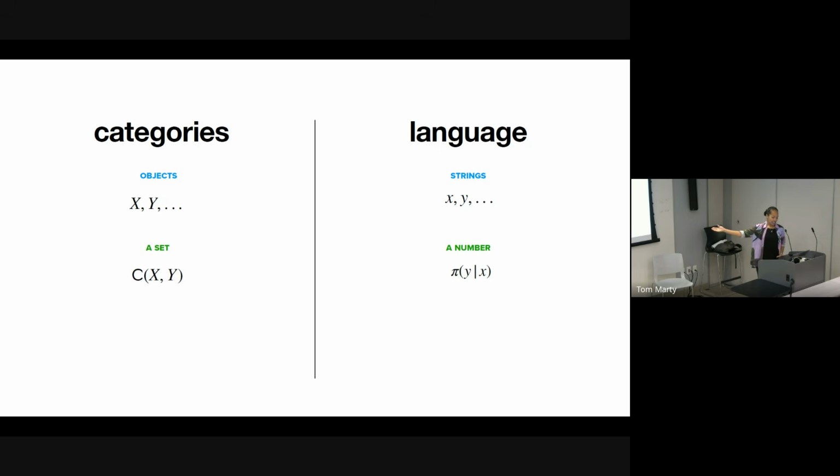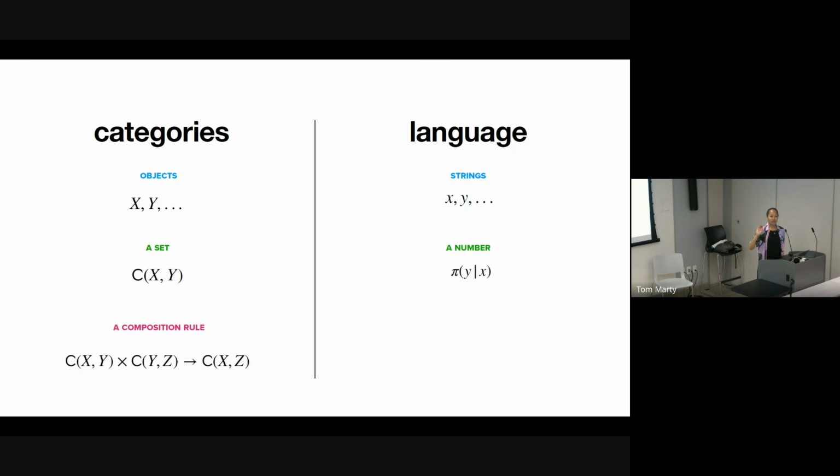Okay, so more generally, just like on the left in category theory, you have this set of ways to go from X to Y denoted by C. And when we're thinking of language modeling, we have something that looks similar. You have a probability of some string given some other string. Continuing to fill in my dictionary here.